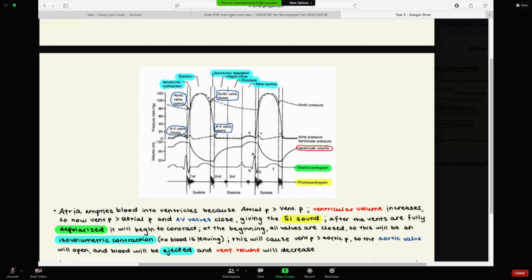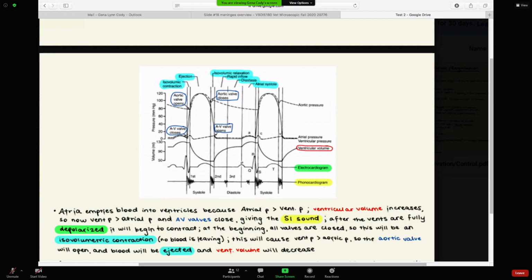So once the ventricles depolarize, that's going to start the ventricular contraction. At first, all my valves are shut, right? And when it starts to contract, the pressure is going to jack up because all my valves are closed. The volume of the blood is not leaving, again, because all my valves are closed. So that's what it's called, isovolumetric contraction. That's all that term means. Same volume, but I'm contracting.